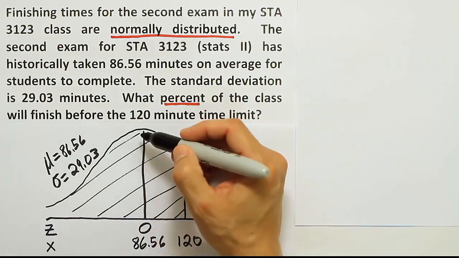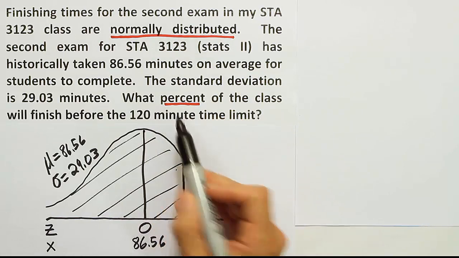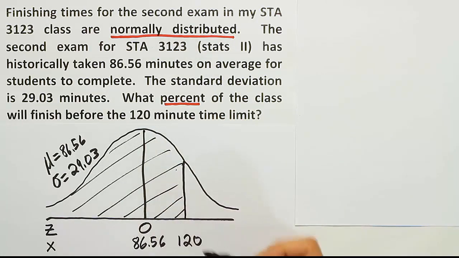And the final step of the problem, since we're looking for a percent, is to just go to the table and look up the area. But we can't look up 120. We have to convert that 120 into a z-score, get the corresponding z-score, and then look that up on the chart. Okay, so let's do that first.